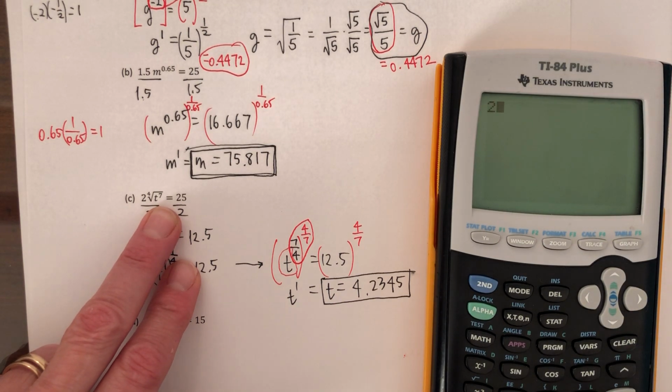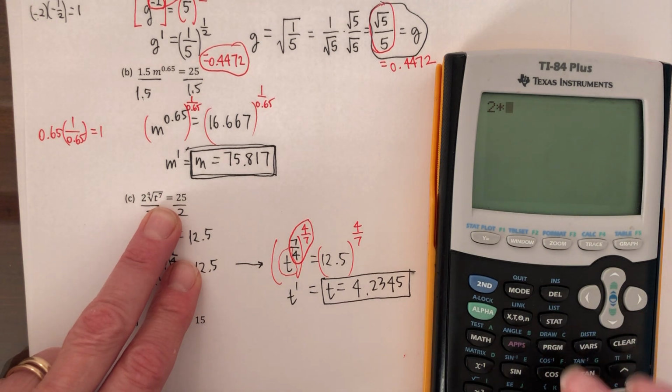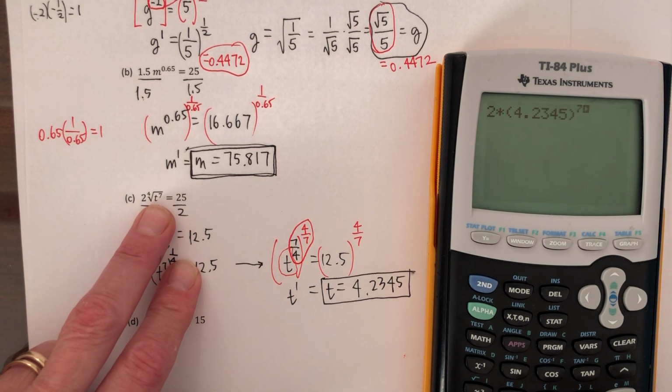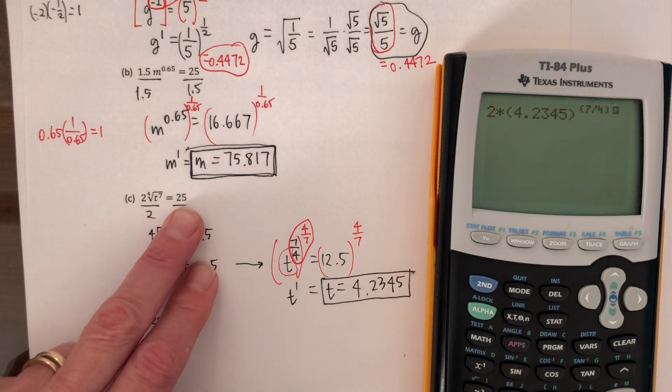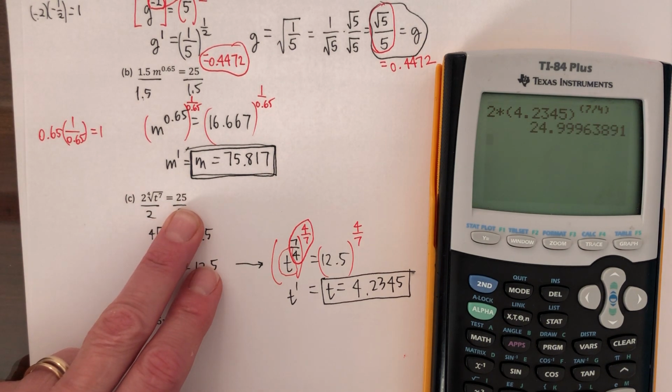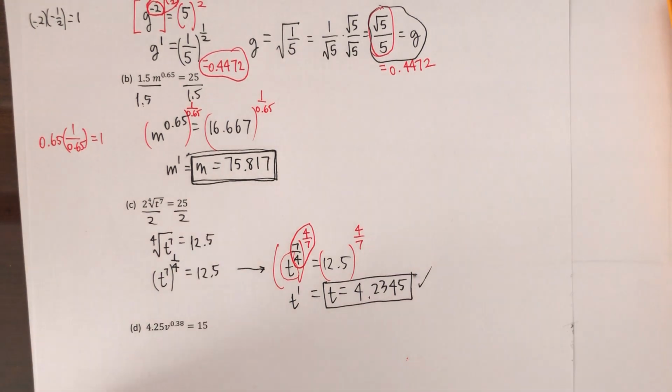Okay. 2 times, we're going to call this 4.2345 raised to the parentheses 7 divided by 4. And here I really hope it's 25. And it is. Good. Good job, guys.